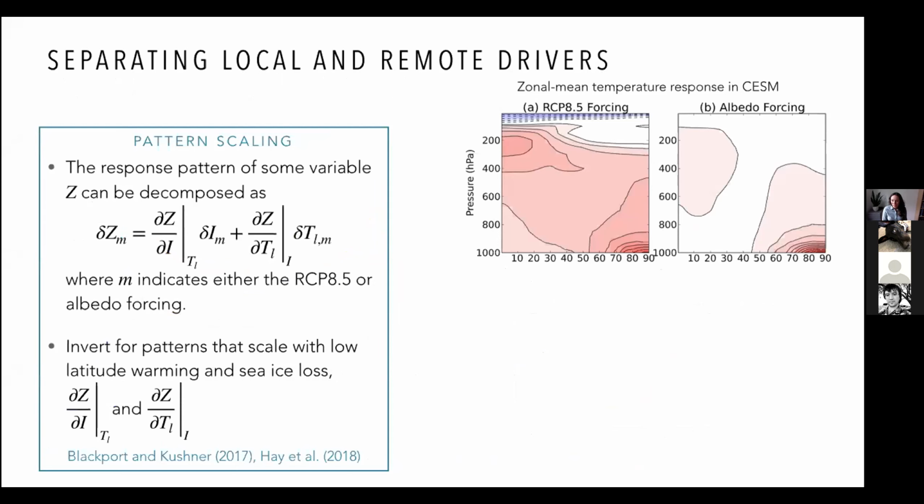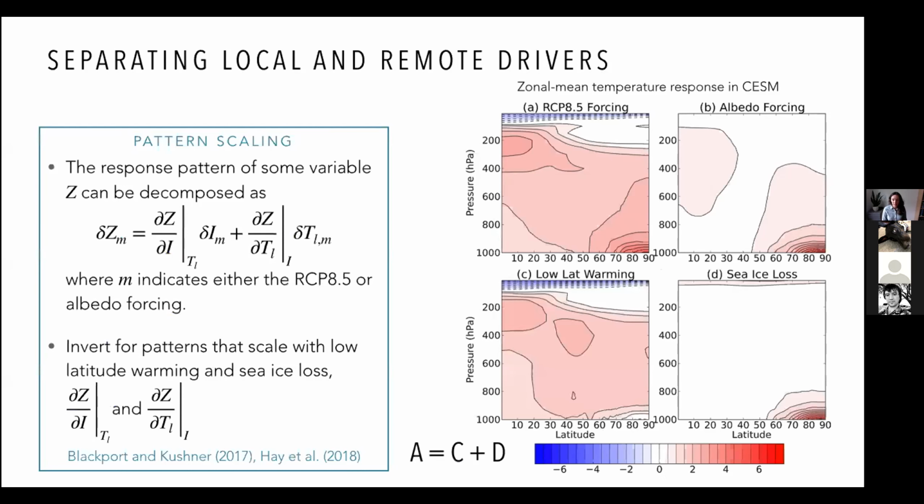We can look at a very similar experiment now in a fully coupled model. So we have a greenhouse gas forcing experiment and an albedo reduction experiment. Using these two forced simulations, we can perform a pattern scaling decomposition of the temperature response, where we invert for the patterns that scale with low latitude warming and the pattern that scales with sea ice loss. So the part of the temperature response driven by low latitude warming in the bottom left includes polar warming of the mid and upper troposphere, whereas the part driven by sea ice loss is really localized to the Arctic lower troposphere. Now, by construction, the sum of panels C and D must equal the total forced response in panel A.